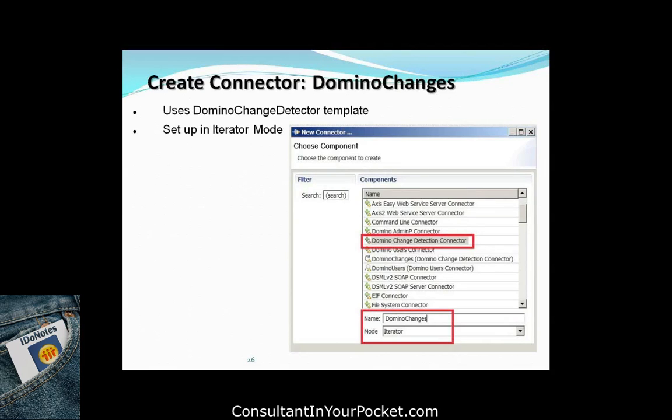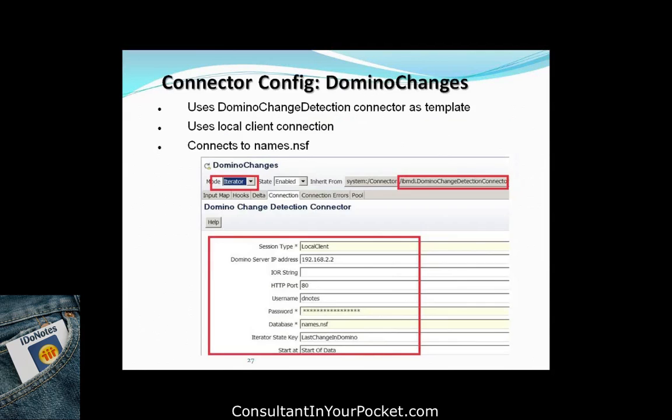Okay, the next one we're going to create is the Domino change detection connector. And again, the keyword is change detection. So it will detect when a change has occurred on whatever database in Notes Domino that you can connect to. And we're going to set this one up again in iterator mode. Now, this is a different type of connection than we used previously connecting to Domino. This is using a session type called local client. You can also set this up as a DIOP client if you need to.